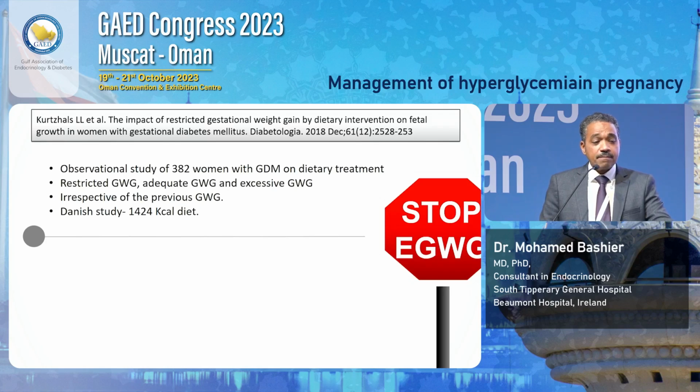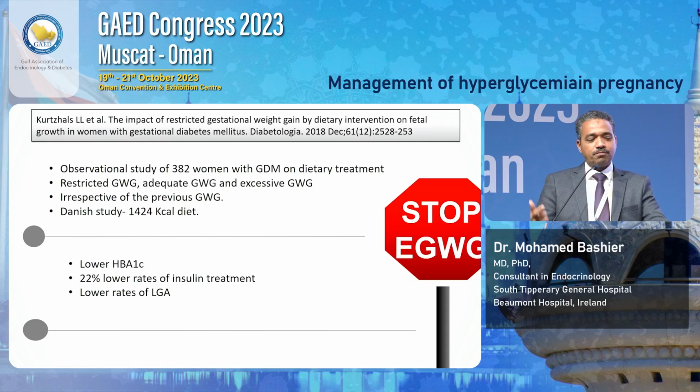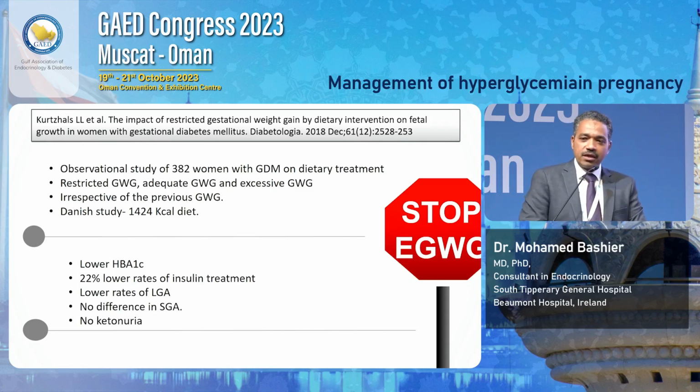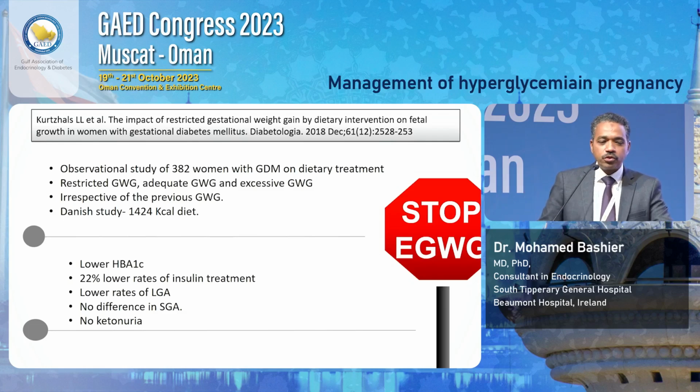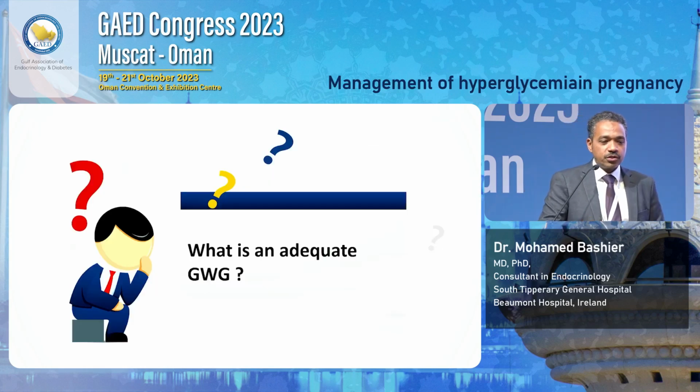What they found is they managed to have glucose benefit, lower HbA1c, lower rates of insulin, and lower rates of large for gestational age. A small study, not particularly well powered, but there was no difference in adverse outcomes. There was no higher rate of small for gestational age, no ketonuria. We replicated this, and hopefully we'll be able to report it to you, but we didn't use 1,400, we used 1,600 calories, because this is the lowest recommended amount of calories for safe pregnancy. We have positive results.